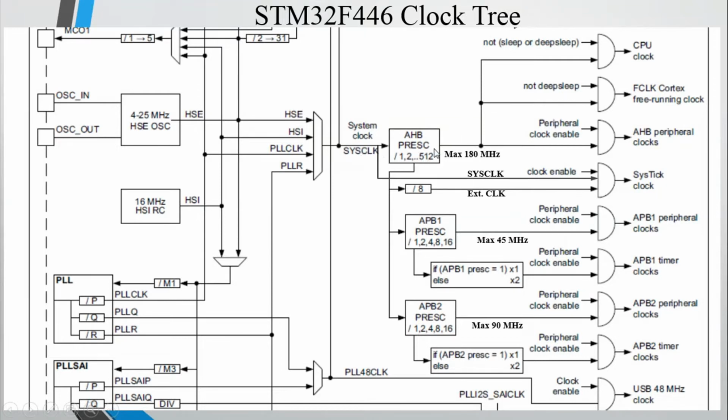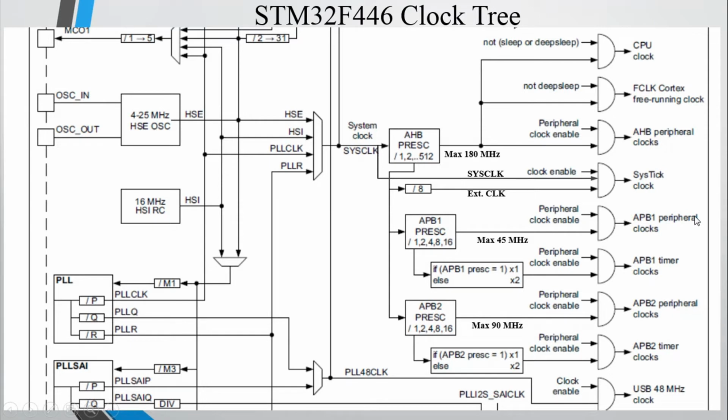So AHB prescalers can have values from 1 to 512. And the maximum frequency the AHB bus can generate is 180 megahertz. That is known as the AHB prescaler. Then from the AHB, it is connected to another prescaler known as the APB prescaler, because from the AHB bus, the APB bus is connected. So by configuring the APB prescaler, you can configure the clock which is connected to APB peripherals.